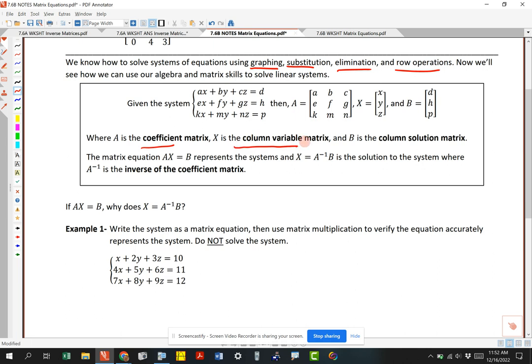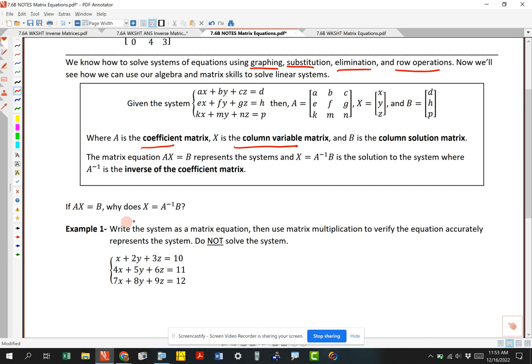We're going to have a column variable matrix. So that's right here, that's X. And then we're going to have a column solution matrix. We're going to call that B. And if we can write a system of equations that way, so we can represent it as A times X equals B, then the answer to that system is X equals A inverse times B, which sounds like a whole bunch of mumbo jumbo. But all we need is the inverse of A, the inverse of that matrix, in order to solve this equation.